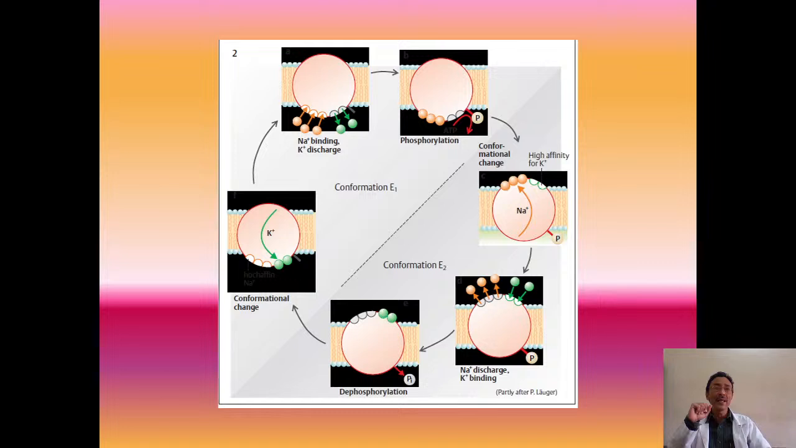So here what is happening, if you notice, 3 sodium ions are moving from inside to outside and 2 potassium ions are coming from outside to inside. Now what is the significance of this 3:2 ratio? The significance of this 3:2 ratio is that 3 positive ions move from inside to outside, while simultaneously 2 positive ions are coming from outside to inside. So there is a net loss of positive ions from inside to the outside.